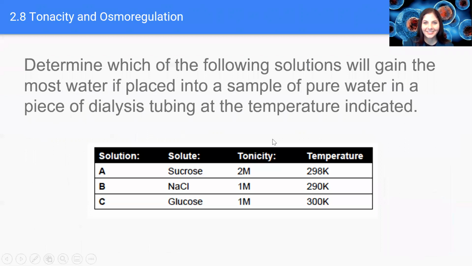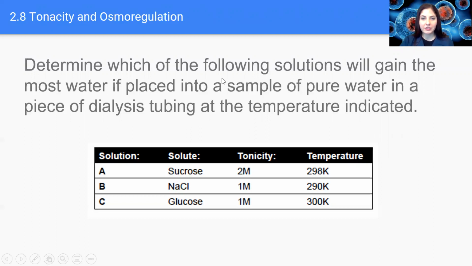All right, so our last question. This is something more along the lines that you might see on your AP Biology exam. You might be given a scenario like this where it says, determine which of the following solutions will gain the most water if placed into a sample of pure water in a piece of dialysis tubing at the temperature indicated. So we know that pure water has a water potential of 0. There's not going to be any solutes in that either, because it is pure water.